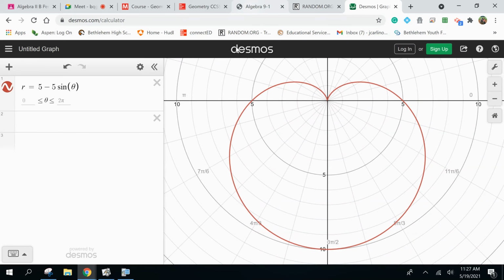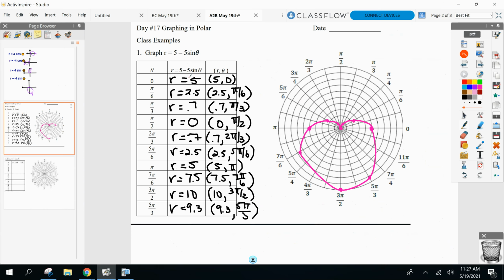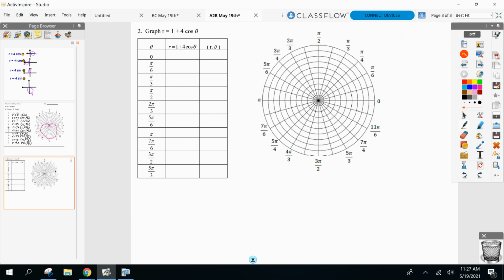Now, we got real lucky on that one. No negative R values. We won't be so lucky on this next one. Before we even start, where's this graph going to be located? Predictions. Right side of the x-axis. Good. It's cosine, so that's on the x-axis with a positive 4, so it's on the right side of the x-axis. Let's see what this heart looks like.